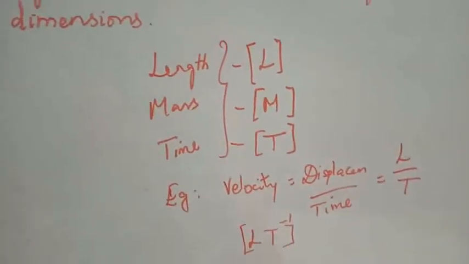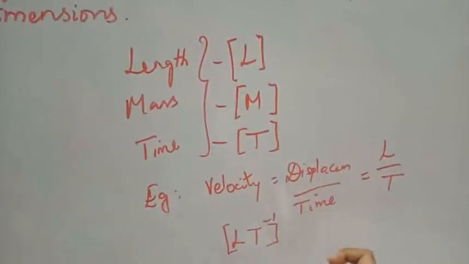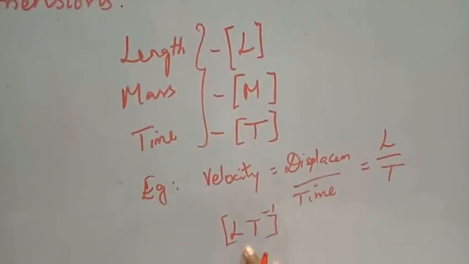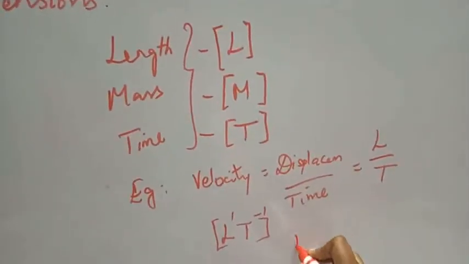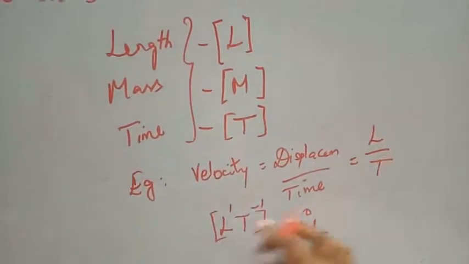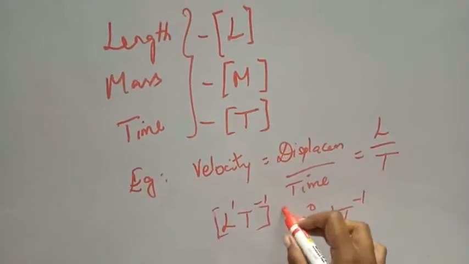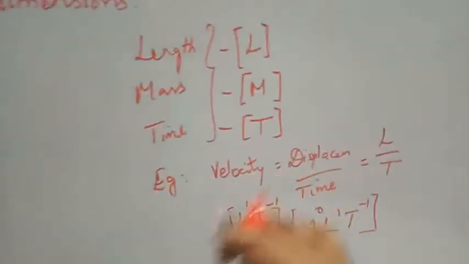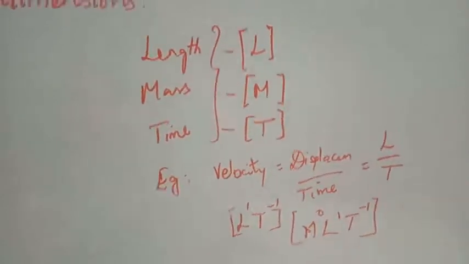As we know, when we write the dimensional representation, you have to mention these three terms. These are the base or fundamental dimensions. So I have L power 1, whereas I don't have mass, so M power 0, and then for length I have L power 1, and T power minus 1. So this is the general dimensional representation for velocity. This one is also right, and this one is also right.